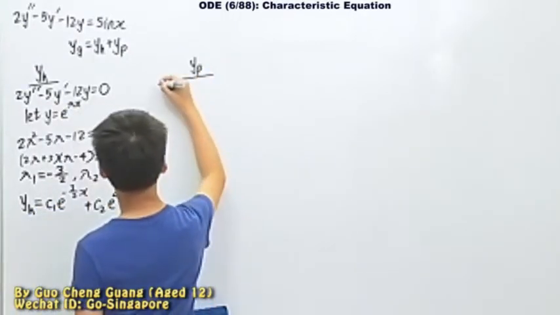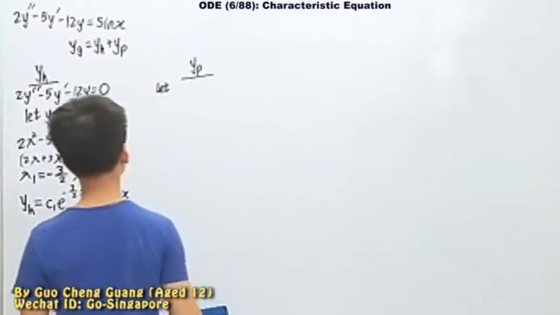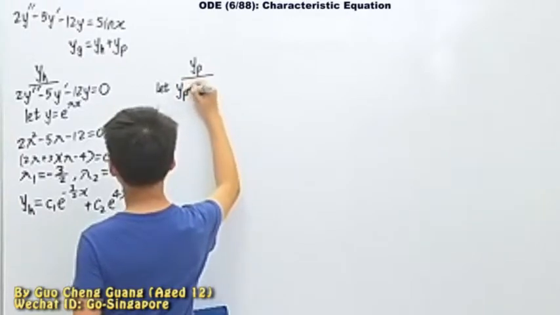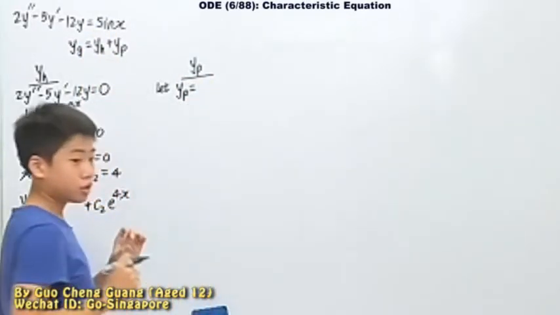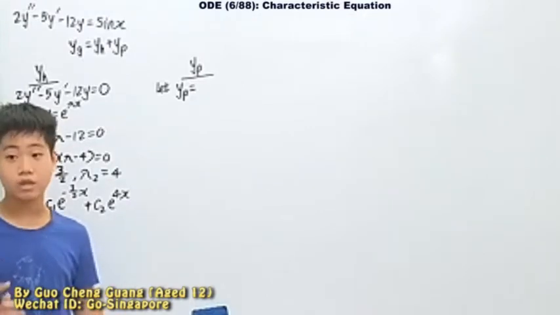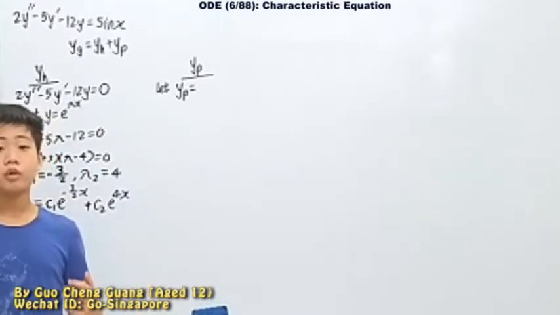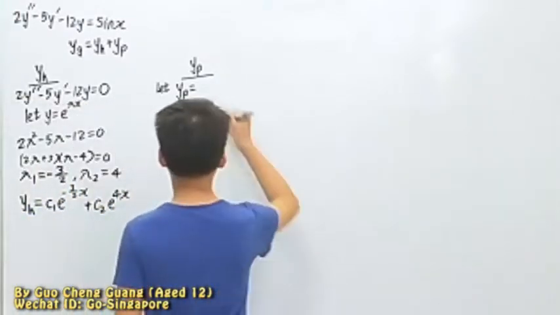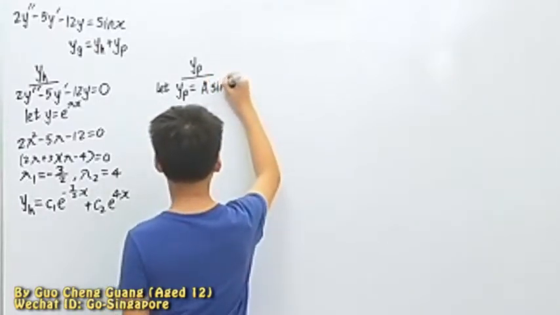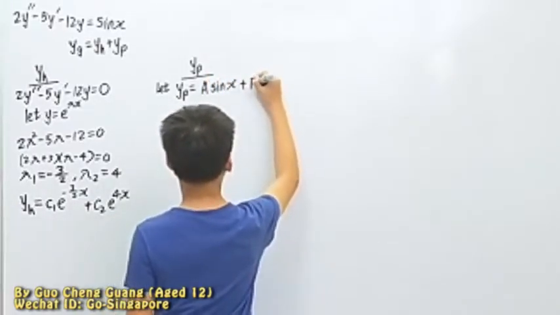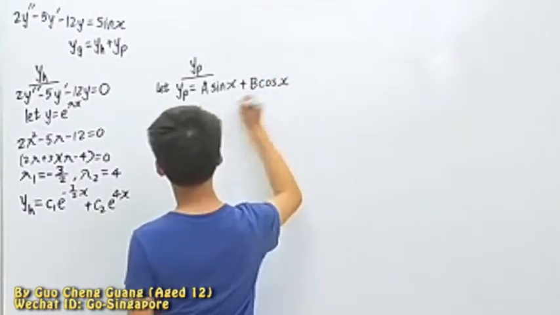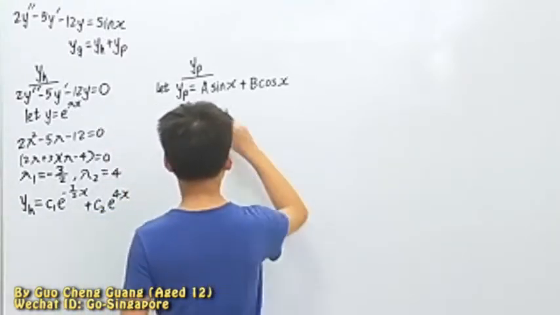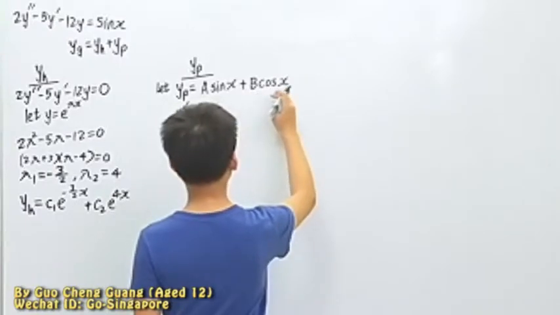So for yp, we will need to first let it be something. But we have to look at this part. Sine x might come from cosine x or even just itself. So we're not sure how much of sine x and how much of cosine x are there. So we just use A and B to represent this. So here is A sine x plus B cosine x.